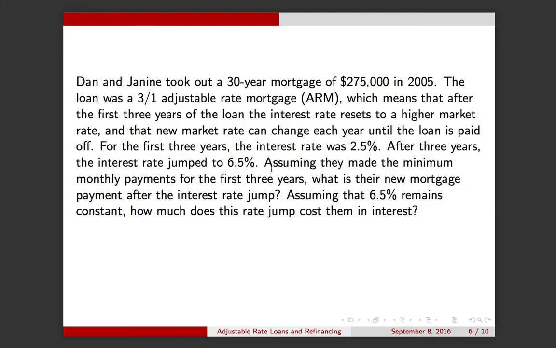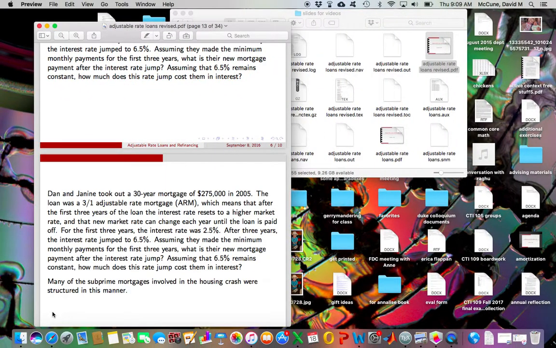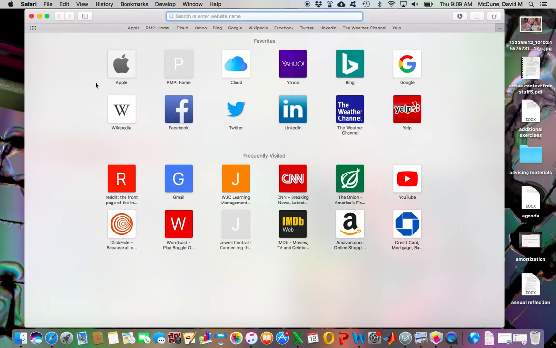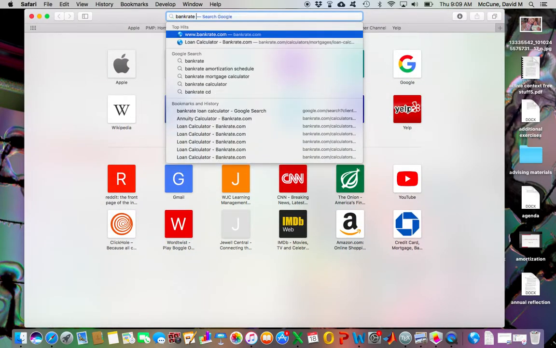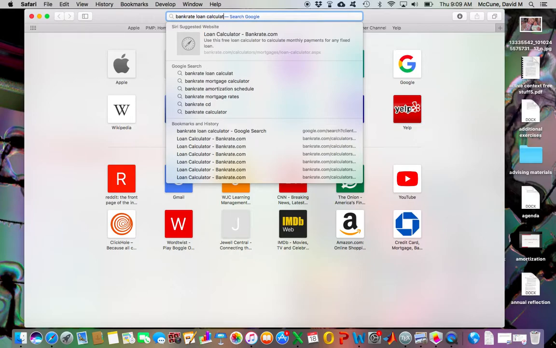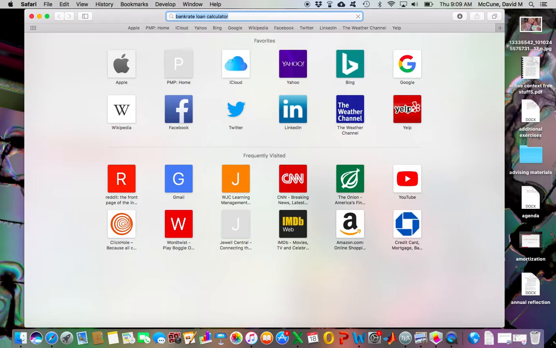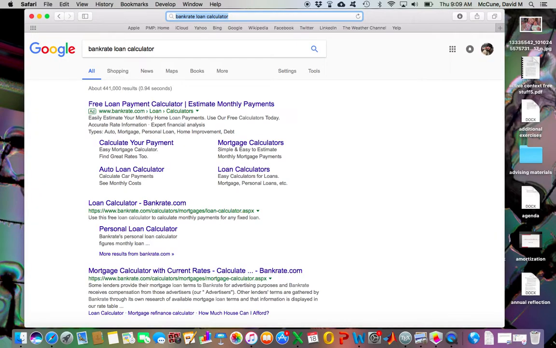Okay, what you will do on your homework or on an exam is you will go to a loan calculator online. So to find it, you type bank rate, one word, loan calculator in Google or whatever search engine. If you type it into Google, the first non-advertisement hit is what you want. So see how it says ad right there? You don't want that. Just the first non-ad hit, which is right there.